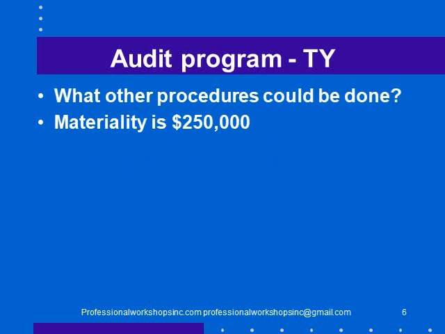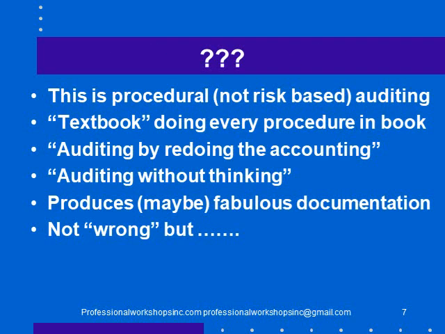So the question is, what other procedures should be done? And perhaps from my tone of voice you realize probably none. But materiality is $250,000 bucks, and we have a component that is $42,000. So the risk of a material misstatement in this component is negligible. This is procedural, not risk-based auditing. We're just doing a bunch of procedures until we feel good. It's textbook auditing. We're doing every procedure in our auditing textbook.